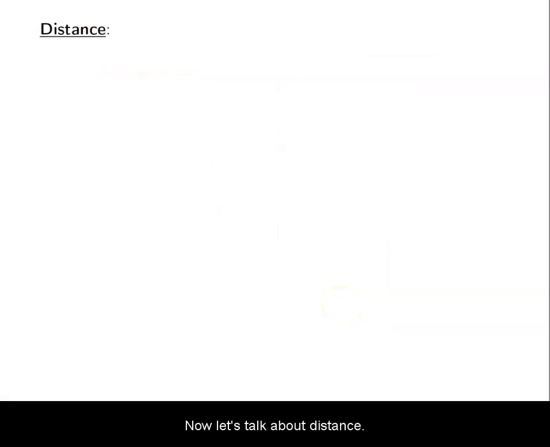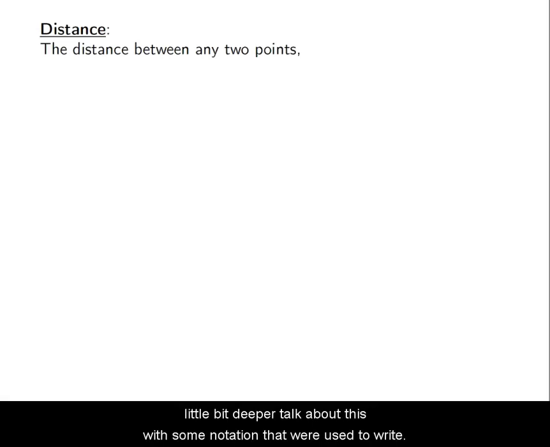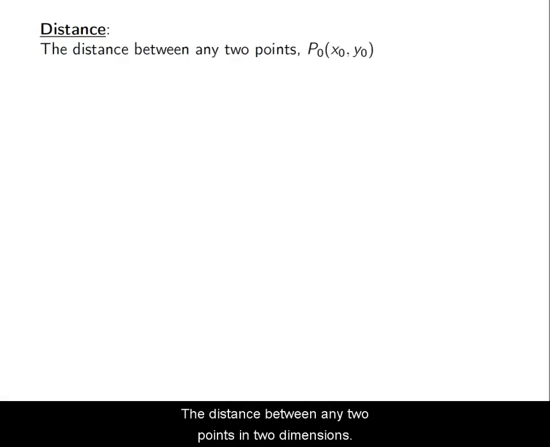So now let's talk about distance. Okay, you've probably seen distance before, but again, we're going to go a little bit deeper, talk about this with some notation that we're used to, right? The distance between any two points in two dimensions, okay? My first point I'll call P naught. It's signified by X naught and Y naught. I know you say, well, that's a 0. Generally, we call it naught when we have a subscript of 0. Naught just means my initial point, okay?